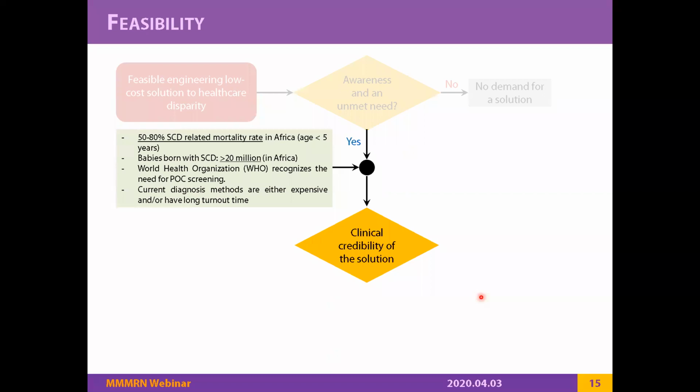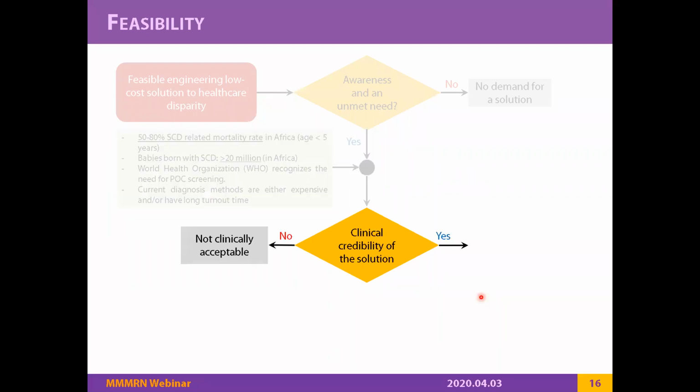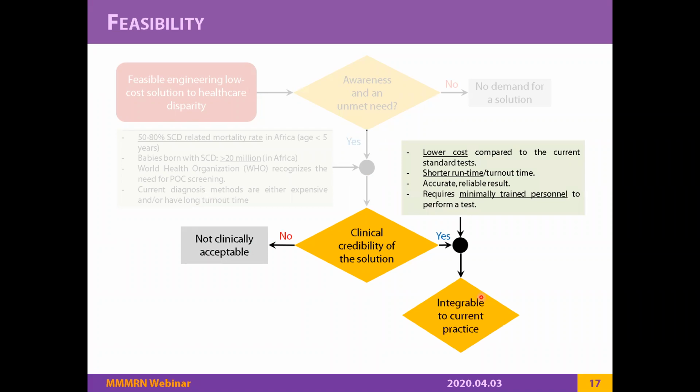So if the solution is clinically credible or not, if not, then we have to come up with something that's credible. But if yes, then the question is, can we actually integrate it into the current practice or current healthcare system? Because we just saw there's a big difference in how healthcare works in the first world countries and the resource limited countries. So it's very important that we do not need to develop any additional infrastructure to implement those solutions.